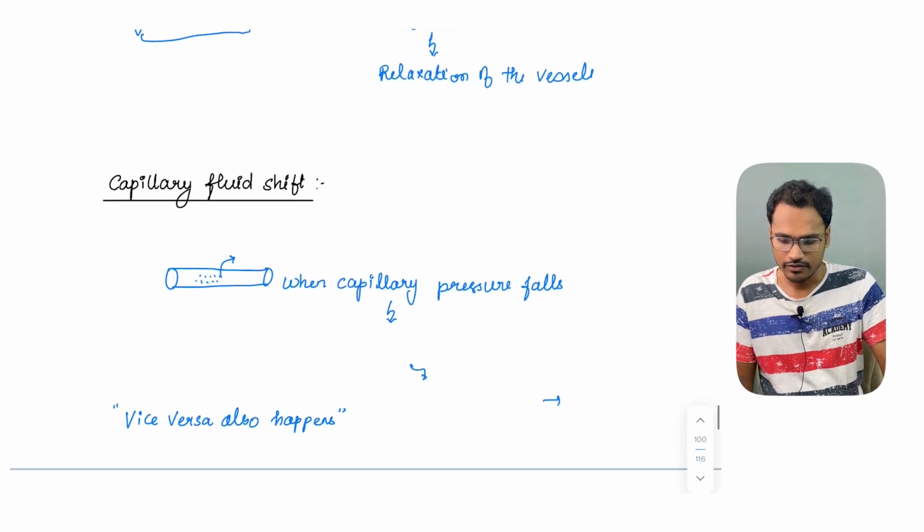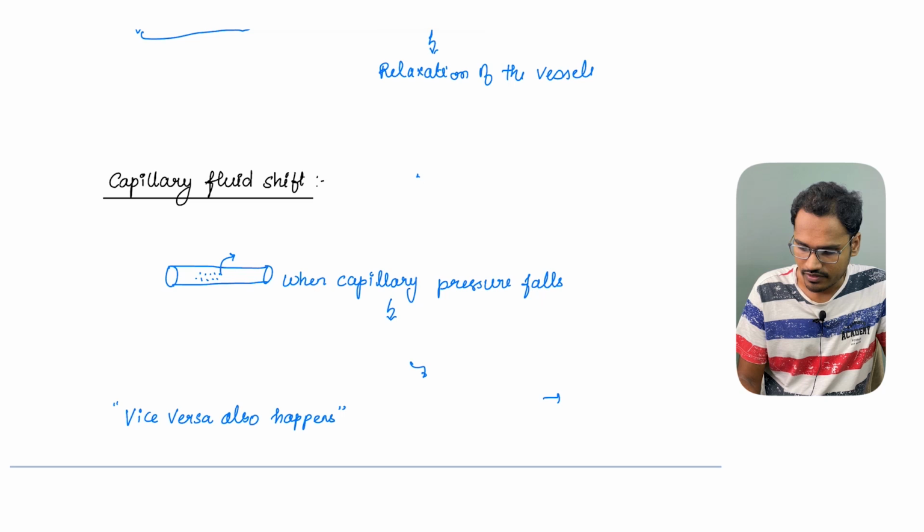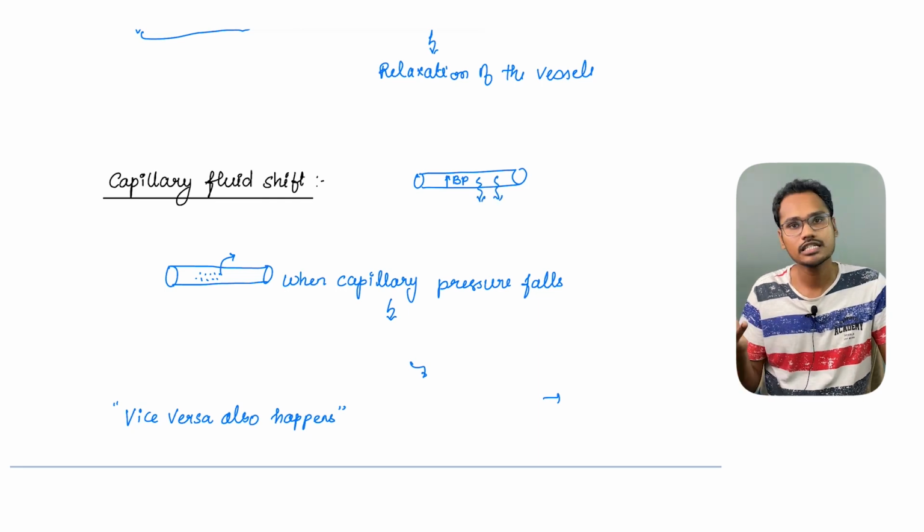Next, there is capillary fluid shift. This is a very simple concept. Let's assume the hydrostatic pressure is high. If the pressure is high here, what is going to happen? The hydrostatic pressure is going to push the solution into the interstitial space and decrease the BP. So this is one mechanism.